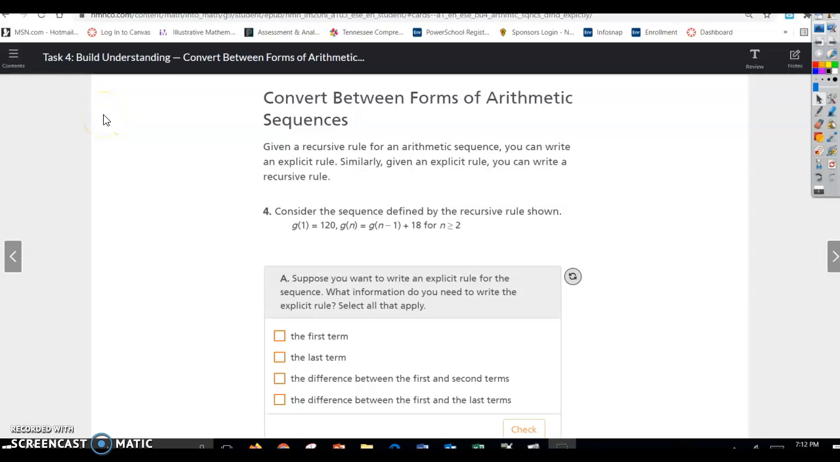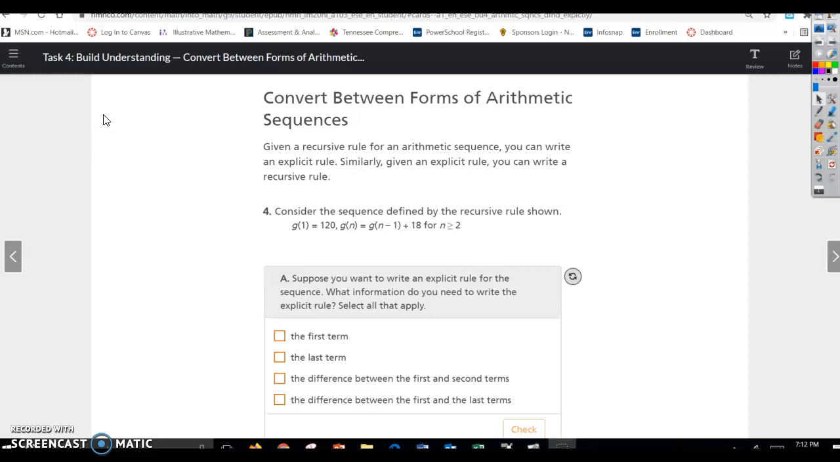All right, lesson 7.2, looking at task 4. So we're still converting between forms of arithmetic sequences. Given a recursive rule for an arithmetic sequence, you can write an explicit rule. Similarly, given an explicit rule, you can write a recursive rule. Consider the sequence defined by the recursive rule shown.